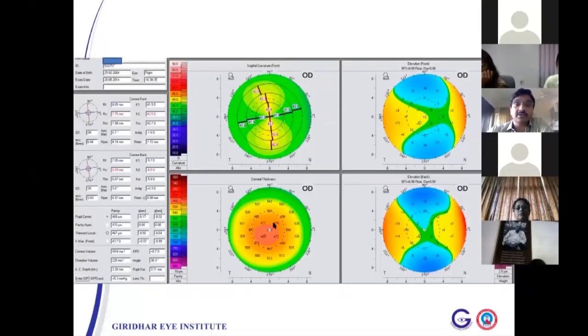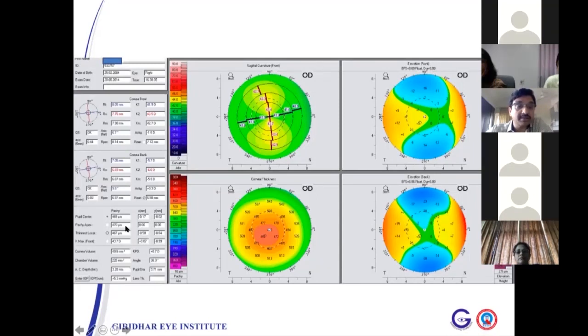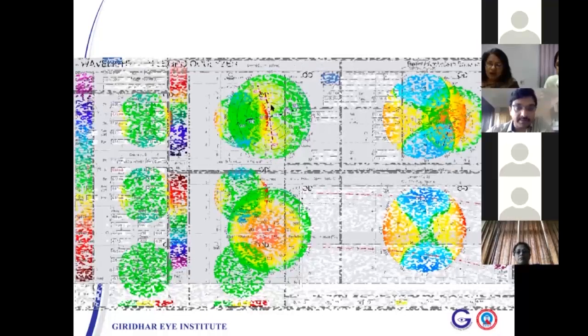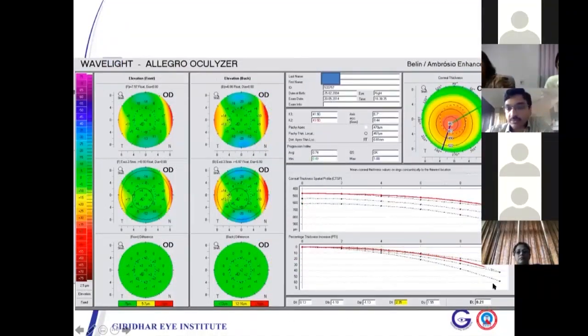Now look at this cornea. Curvature very symmetrical, not a steep cornea, but thickness quite thin. Both anterior and posterior elevation normal. So is this abnormal? Is this a keratoconus? The BAD printout is absolutely normal. Now these are another set of statistical indices which they have come out with, the D's.